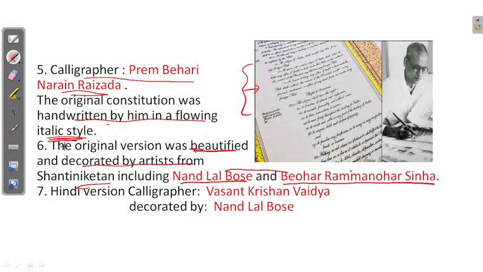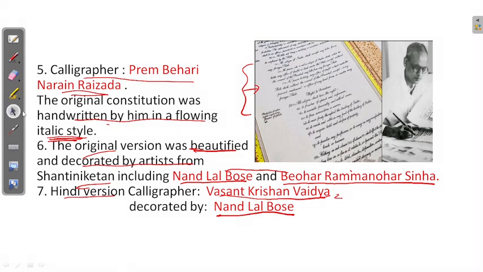The Hindi version calligrapher is Vasant Krishnan Vaidya, and this Hindi version was decorated by Nandalal Bose. The original version was also decorated by him. The original version calligrapher was Prem Behari Narain. The Hindi version calligrapher was Vasant Krishna Vaidya.